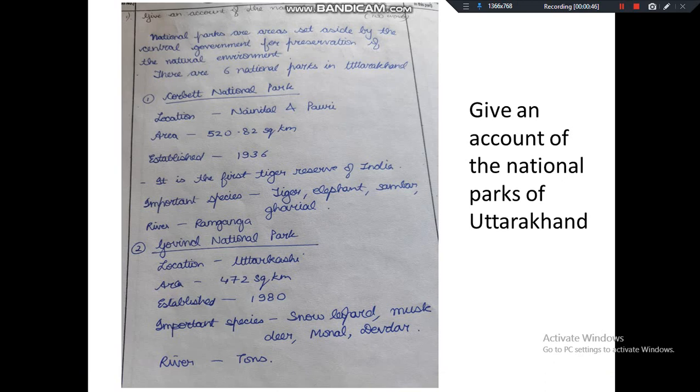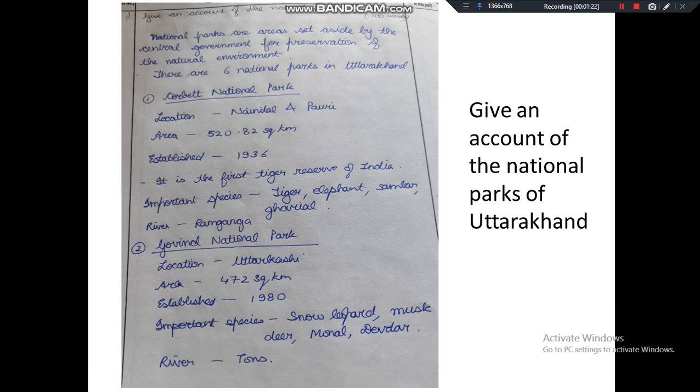What I've done is, I have named those national parks, and given the location, the area, when they were established, the important species, and any important point regarding that particular national park. First is Corbett National Park. I have given the location Nainital and Pauri district. Area is 520.82 square kilometers. It was established in 1936. It is also the first tiger reserve of India, and also the first national park established in India. Important species: tigers, elephants, sambar, ghadial, etc. The river along which this is present is River Ramganga.